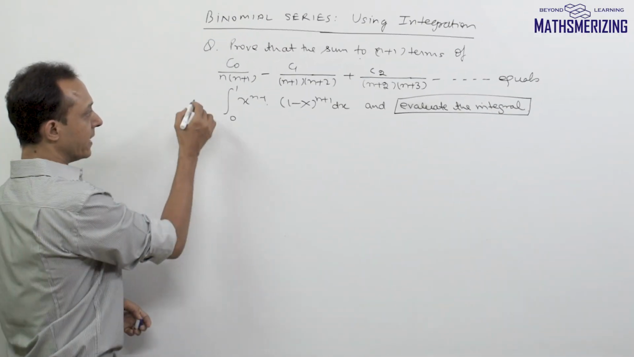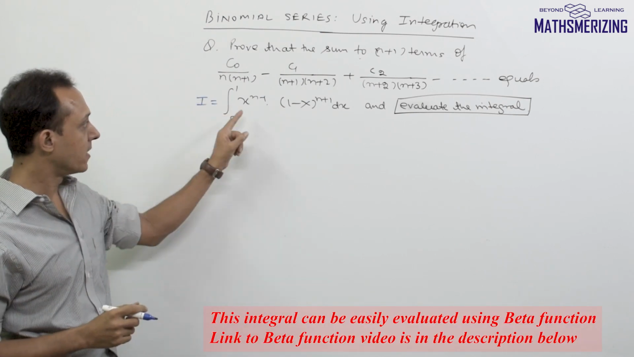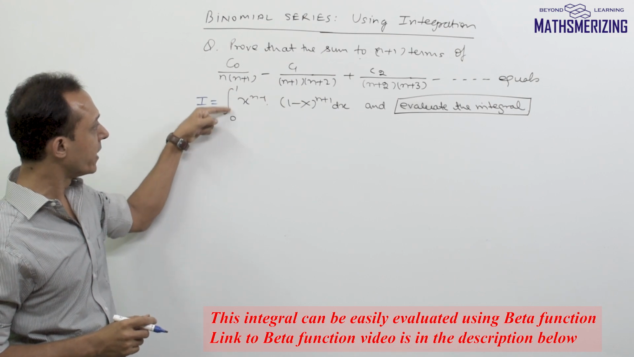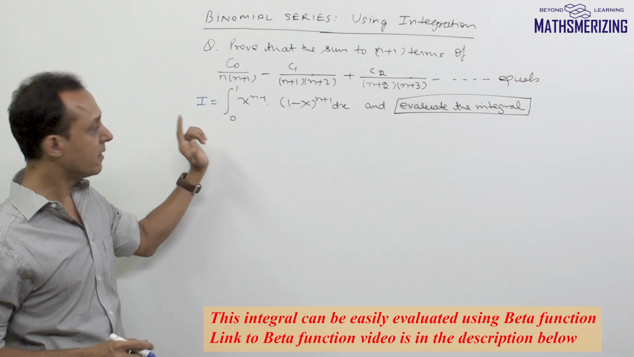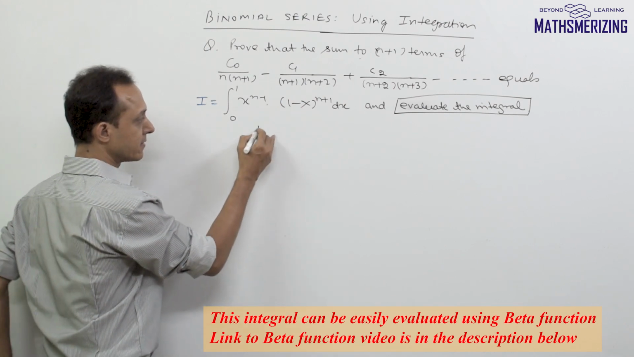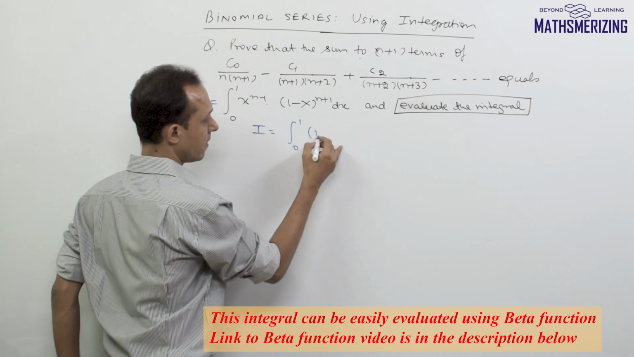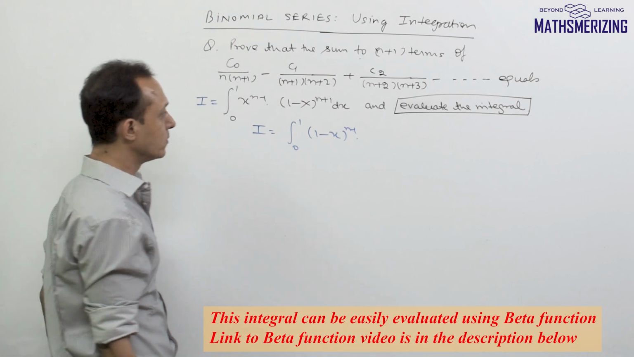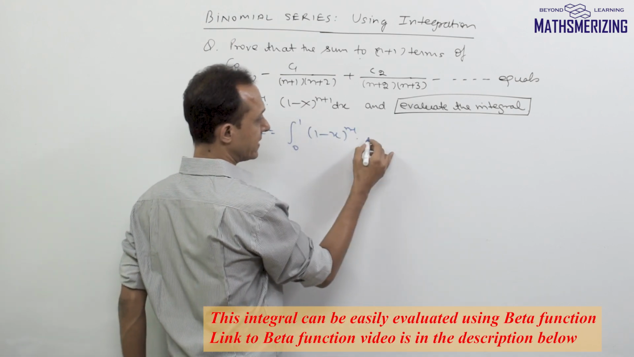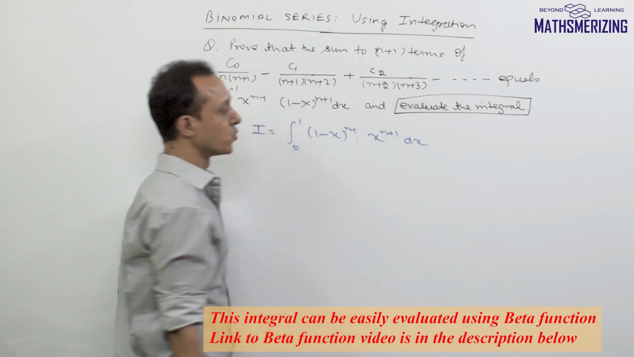Now let this integral be I. And I know I have to solve it by parts, but then I'll use the property first. From 0 to a f(x) is from 0 to a f(a minus x). So in place of x, I'll write 1 minus x. So I'll write this integral as from 0 to 1, 1 minus x to the power n minus 1, and then into 1 minus x, it will be simply x, and that is x to the power n plus 1 into dx.